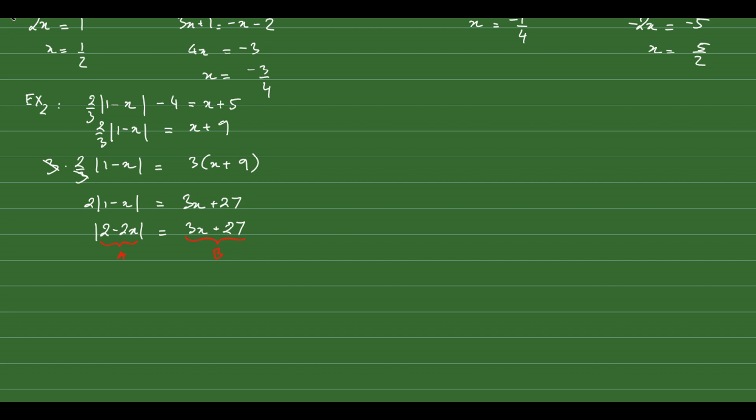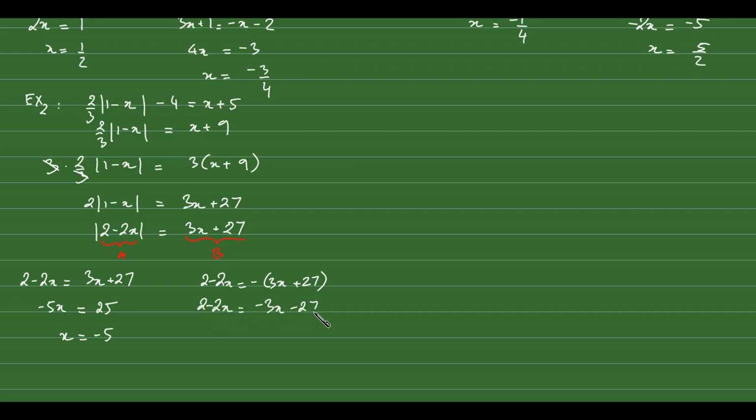Now you can split it up into two cases. So you're going to have 2 minus 2x equal 3x plus 27, and 2 minus 2x equal negative 3x plus 27. And you're going to solve for this. So negative 5x, subtract both sides by 3x, then subtract both sides by 2, so 25. So x equals negative 5.